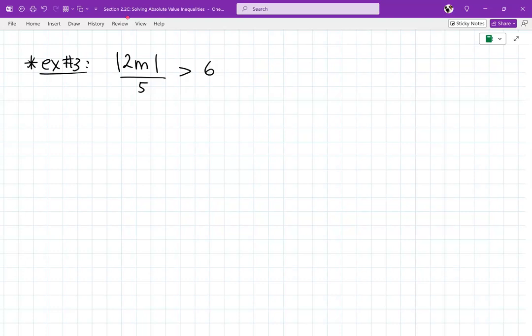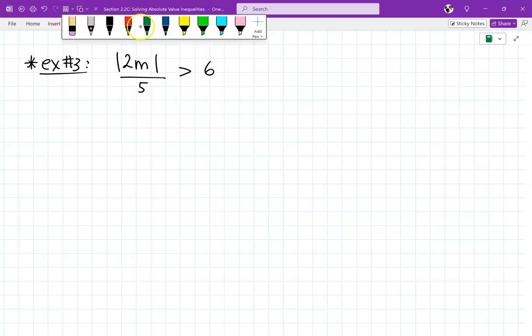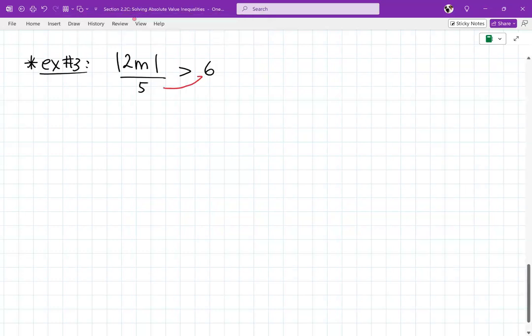Is this absolute value isolated? No. What's bothering it? The bottom, right? Yeah, the divided by 5. So to get rid of division by 5, I need to multiply, right? So let's multiply by 5. Now I'm going to get this 5, I'm going to throw over there by multiplication, okay? That's the way I usually do it. I just put a little arrow and I put times on it so I know that I'm multiplying. So this becomes the absolute value of 2m is greater than 30. Okay? Now, it is isolated at this point.